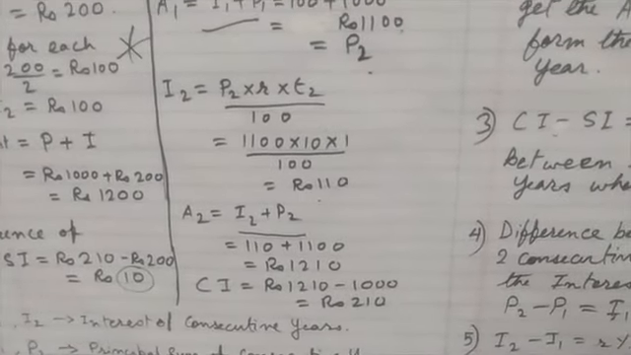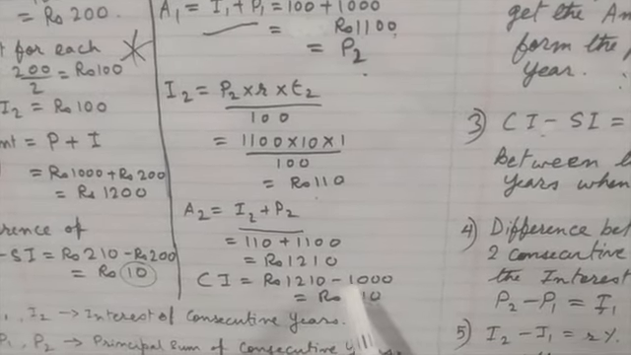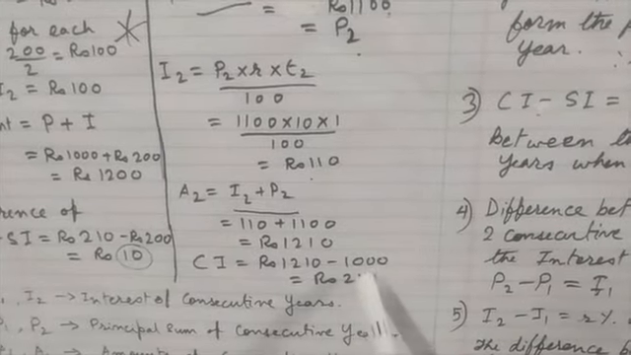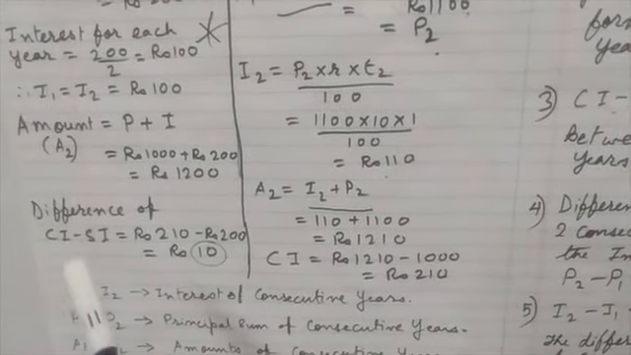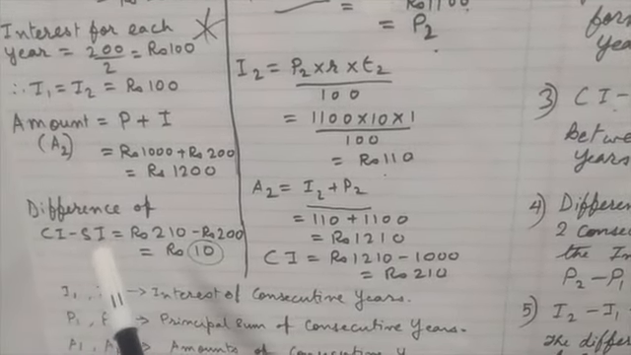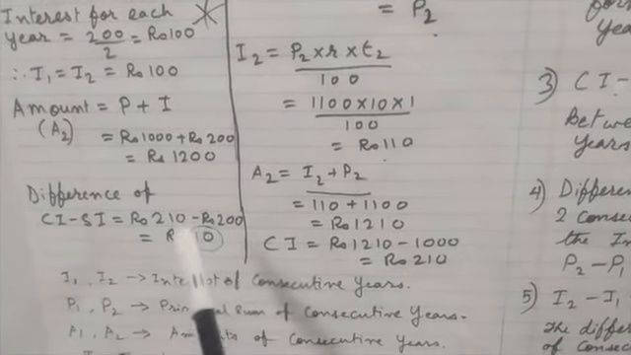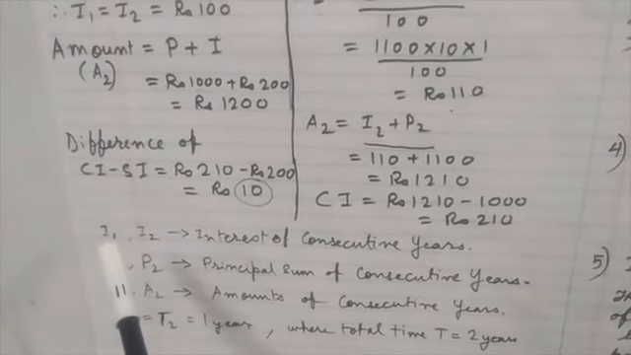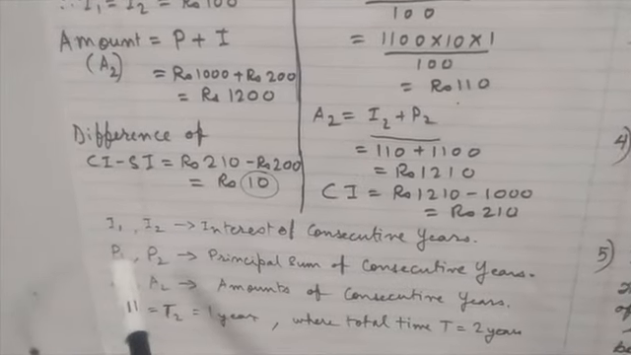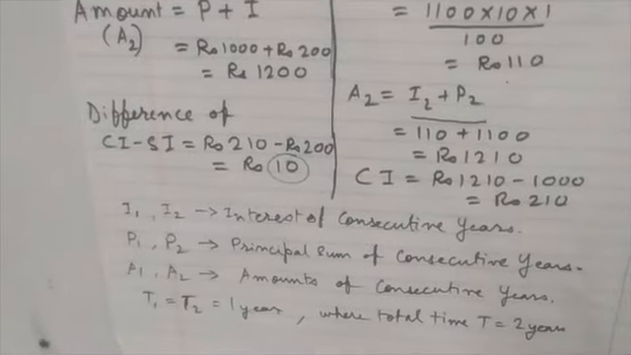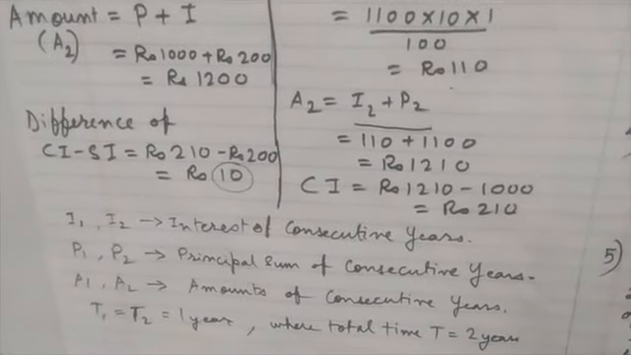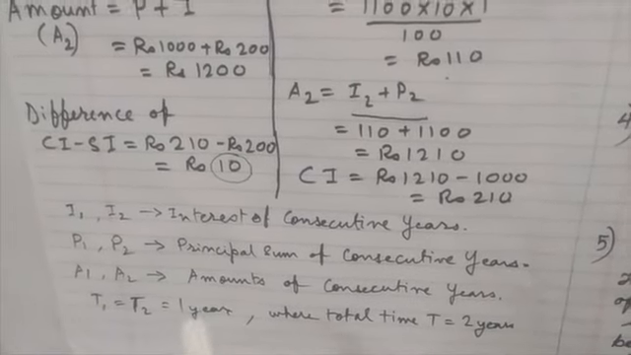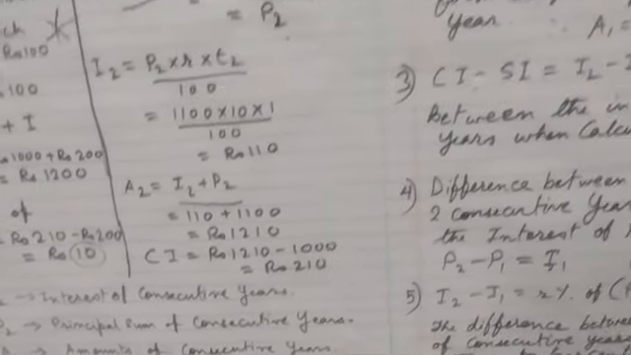Now if you see, 1210 minus 1000, the original principal, the compound interest becomes 210. Now 210 is the compound interest, simple interest is 200, there is a difference of 10 rupees. Compound interest minus simple interest, difference of 10 rupees. I1, I2 are interest of consecutive years, P1, P2 are principal of consecutive years, and A1, A2 are amounts of consecutive years. But T1 is equal to T2, is 1 year. Total time is 2 years.